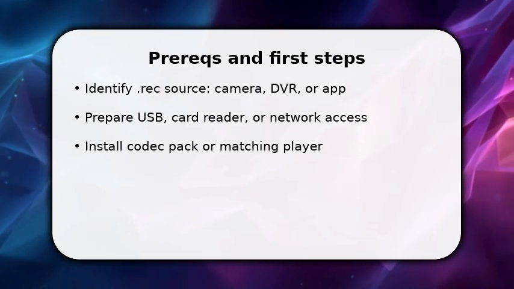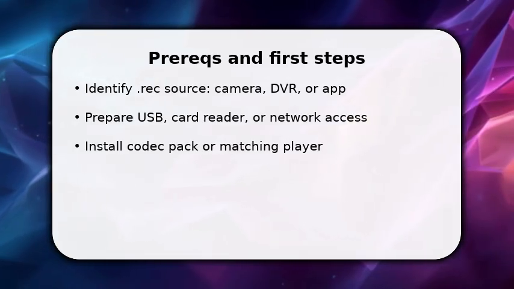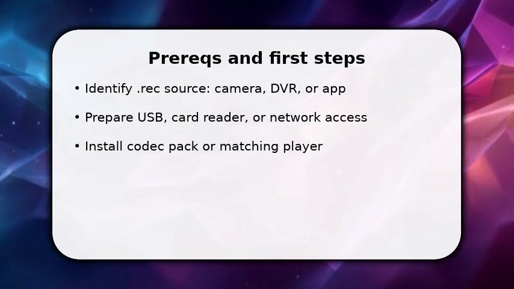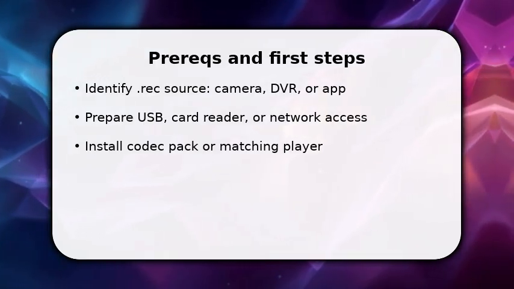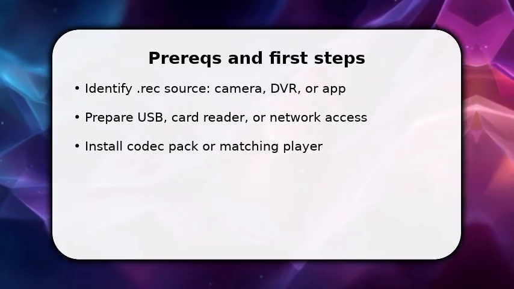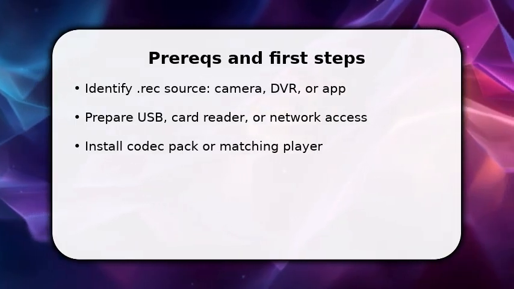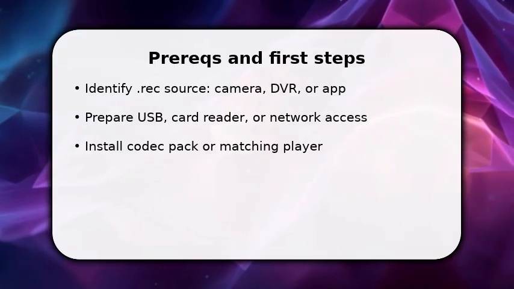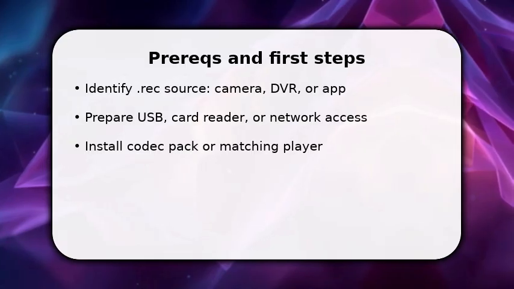You start by confirming where the rec file came from and what device created it, because that determines the codec. Once you know the source, connect the storage, insert the card, plug the USB, or mount the network share. Then install a compatible codec or lightweight player. This avoids playback errors later.